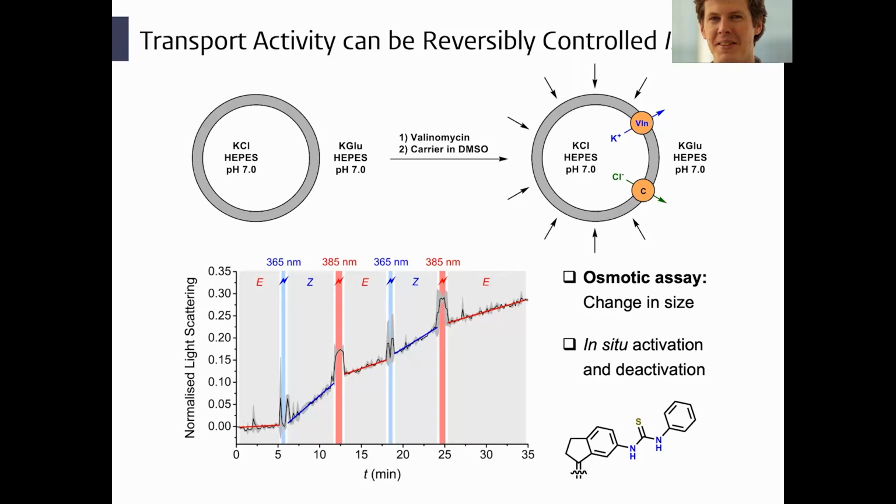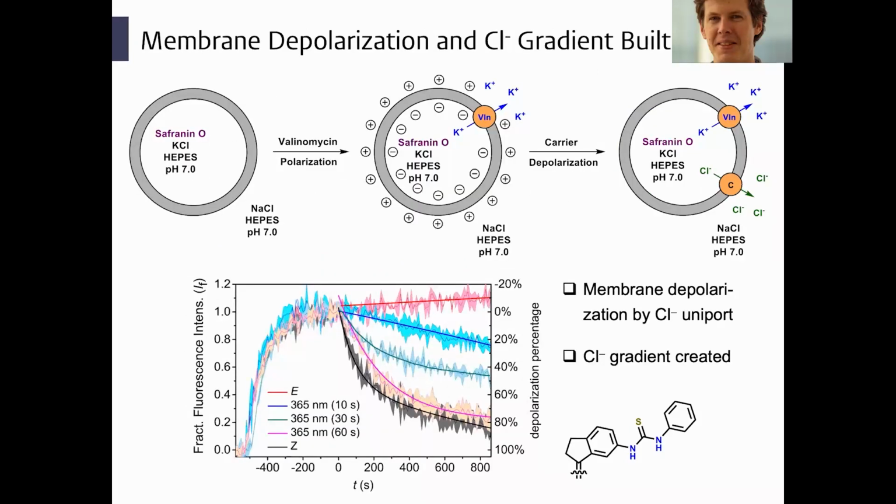What you can very nicely see here, the y-axis is a measure for the transport. You can start with the E isomer, so not much happens, and then you activate transport by isomerizing to the Z isomer. You can partially deactivate it again and activate it then by irradiation. Of course, it's not perfect because the photoconversion is not fully quantitative, and the E isomer still has some activity. What is also very nice is that because our transporter follows a uniport process, we're also able to depolarize membranes.